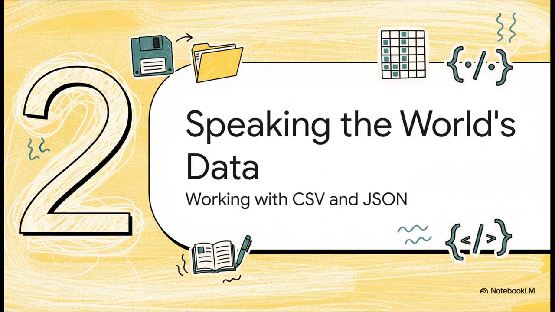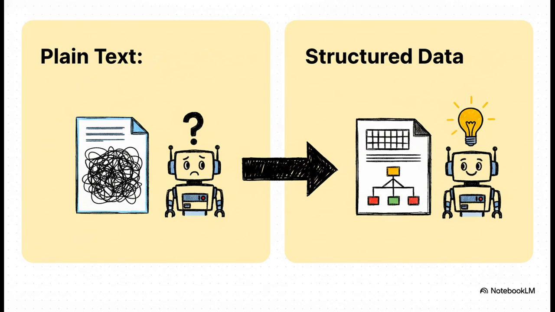But, in the real world, data isn't just some big blob of text. It has structure. So now, we need to teach our program how to speak the universal languages of data. Think about it like this. A plain text file is like a story with no punctuation, no paragraphs, no chapters. It's just a wall of text that's really hard to follow. But structured data, like CSV or JSON, provides that organization. It has rules, which makes it incredibly easy for our program to read and understand what's what.